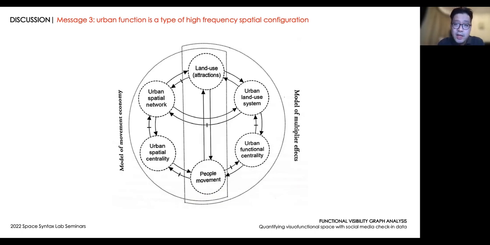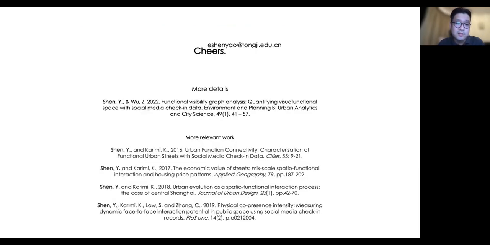And this high frequency scope has been well proposed by Mike, and also by Bill Hillier in the natural movement, because we have the elements of the multiplier effects. And that is why we think that urban functions are also an essential type of urban configuration. If I put it precisely, I will say the urban function is a high frequency urban configuration. So this is basically my talk today.